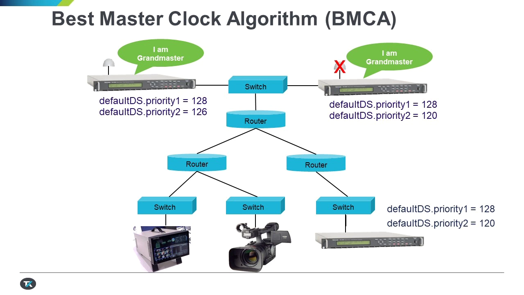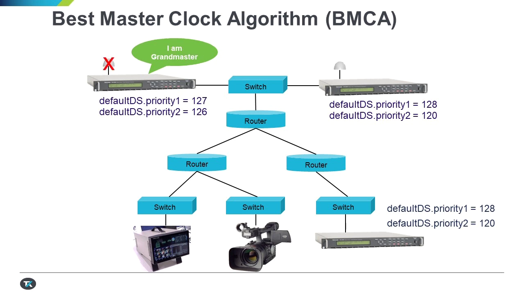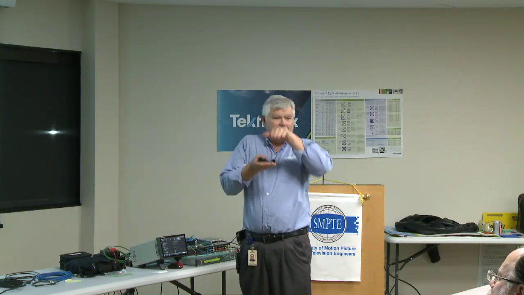He's the grandmaster. And he loses GPS. Who's the grandmaster now? No, this guy still got GPS. Who's the grandmaster? Priority one is above the clock class. That's why you got to be really careful when you set these things up. You don't want to divide them out by priority ones. He has to go away, physically stop transmitting, before this guy's going to take over. Because how good is my clock lives below priority one, but above priority two.